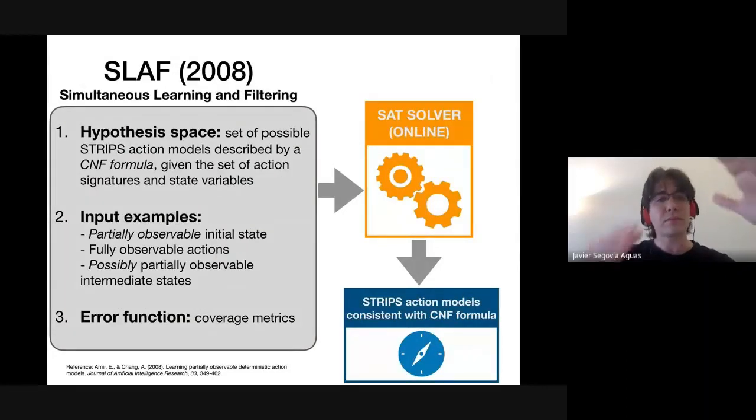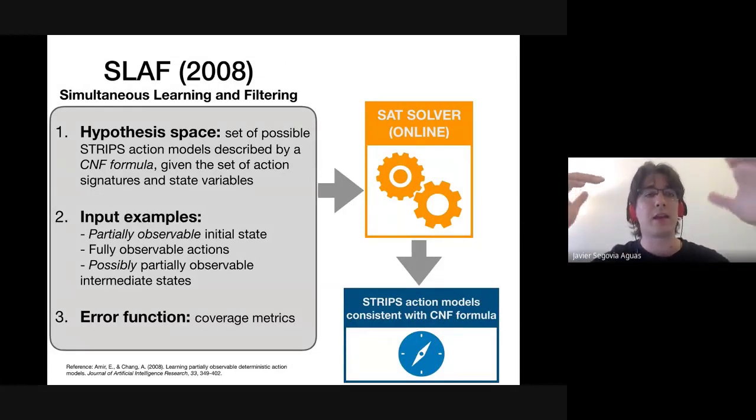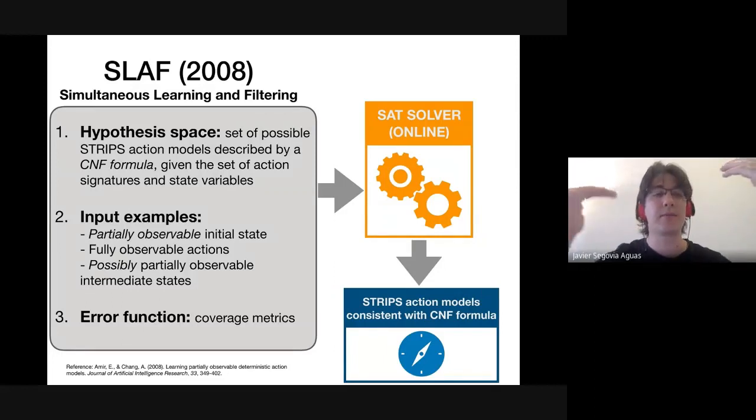SLAF was the first online approach to learn action models. It learns a CNF formula, which is always consistent with the observations. What it uses as an error function is the coverage metrics, and this problem can be solved with a SAT solver online. So every time it has an observation, it updates the knowledge and produces a list of STRIPS action models which are consistent with the CNF formula.